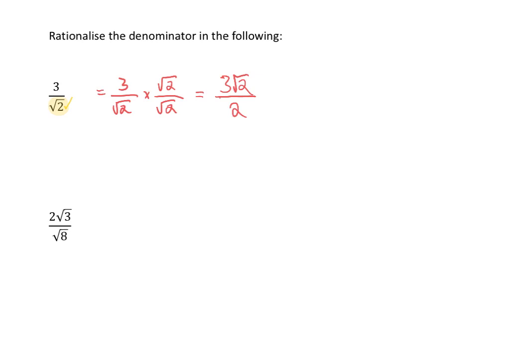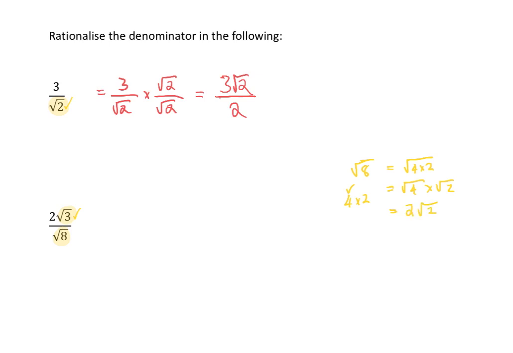2 times the square root of 3 divided by the square root of 8. First, we need to check to make sure that our surds are already in simplest form. Square root of 3 is, but the square root of 8 isn't. It can be simplified further. The square root of 8 can be simplified using the factors 4 times 2, because 4 is a perfect square. So that's going to equal the square root of 4 times 2, which equals the square root of 4 times the square root of 2, which equals 2 times the square root of 2.